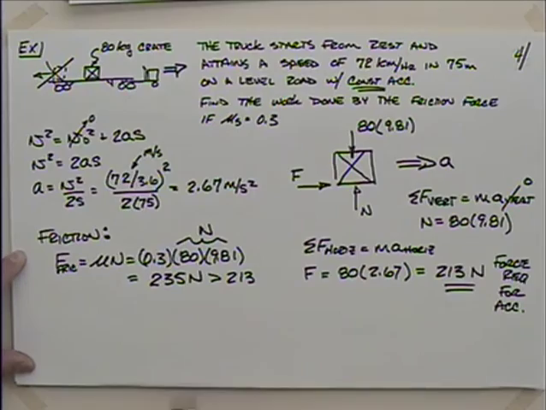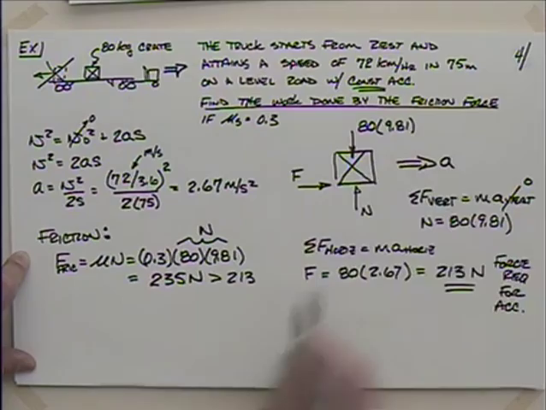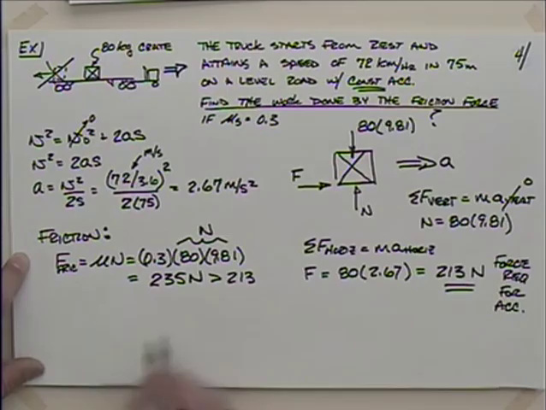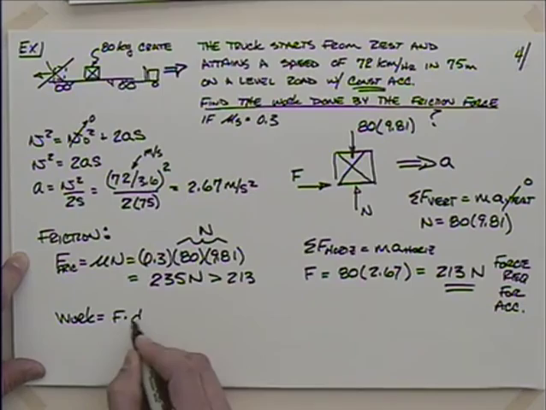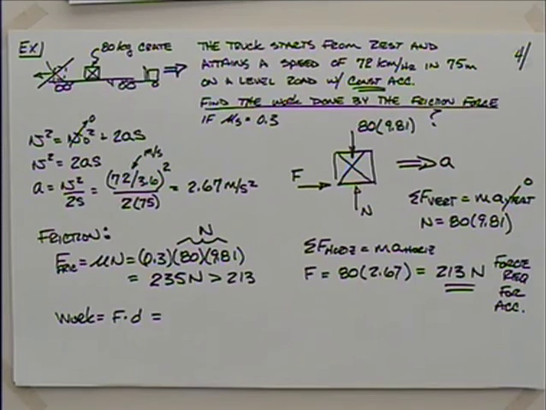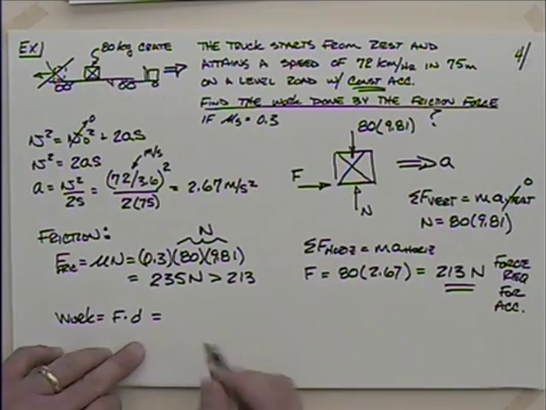Now, let's answer the question. Find the work done by the friction force. This is a little deceiving here because I'm not completely sure that it's the friction force. I know that work is equal to force times distance, right? So in this case, what force do I use? Do I use the 235? No, it didn't need 235. What did it need? 213.